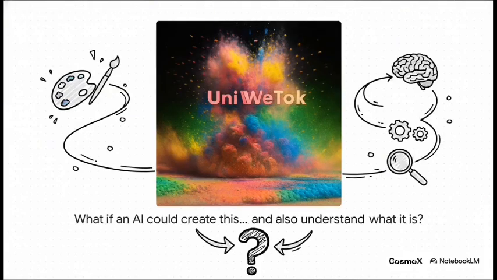It's incredible, right? An AI can generate stuff like this pretty easily these days. But here's the billion-dollar question. Can the same AI that creates this image also fundamentally understand what it is? For the most part, the answer has been a big nope. You'd get a model that was a great artist or one that was a great analyst, but never both. This new research basically asks, why can't we have both?